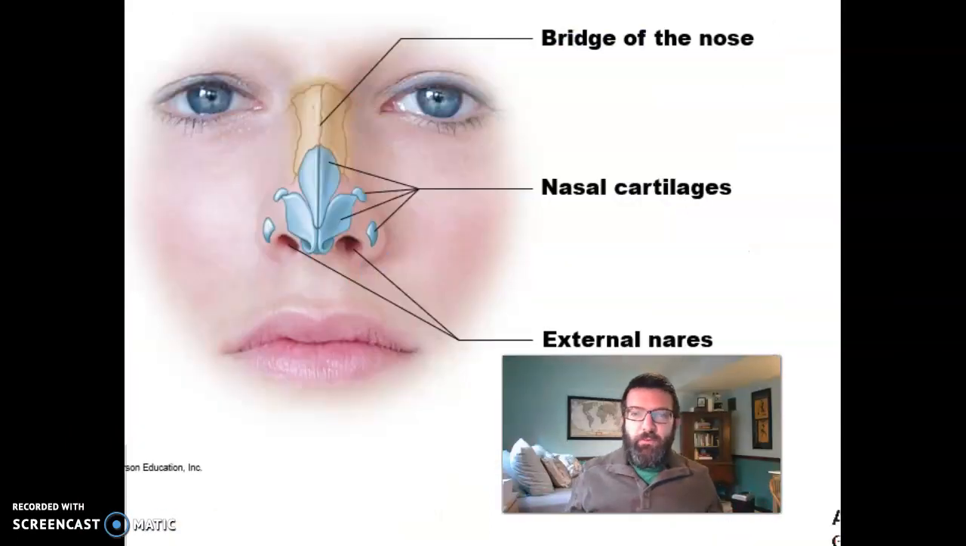Let's take a look at the upper respiratory tract. So it starts with your nose, and the nose holes that you have are called your external nares, your nostrils. And then the structure of your nose is made up of your nasal bones up here, and then nasal cartilages up here, and then they form a septum in the middle, so that really you're dividing your nose into two halves, left and right.